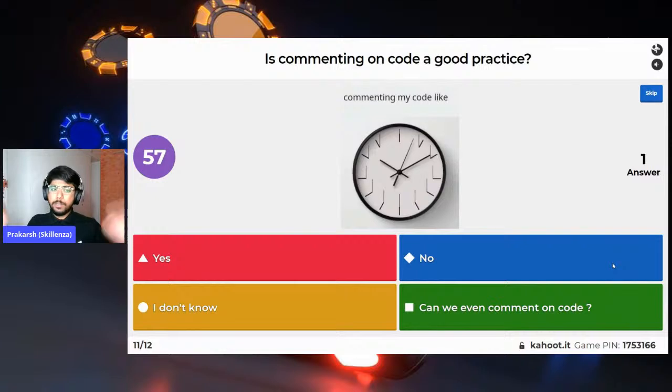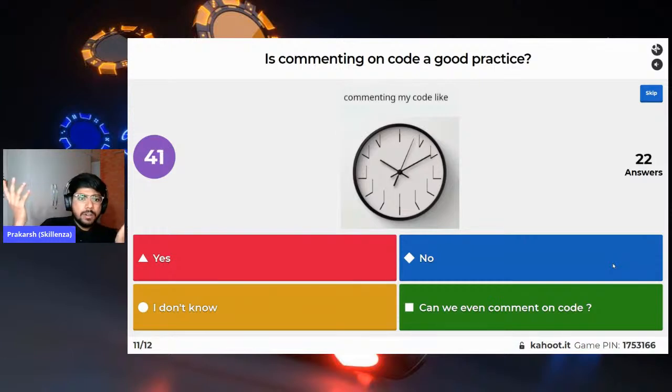Is commenting on the code a good practice? Yes. No. I don't know. Can we even comment on code? Comment on you. Instagram can comment on our. Mummy, aaj acha khana nahi bana. Consequences. But can you comment on code? Can you do that? The answer is wrong. For this, this is a fun question. I'll tell you the fun part after the question, for both of the fun questions.